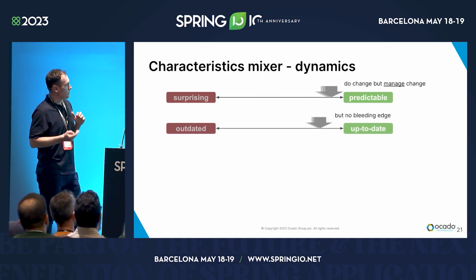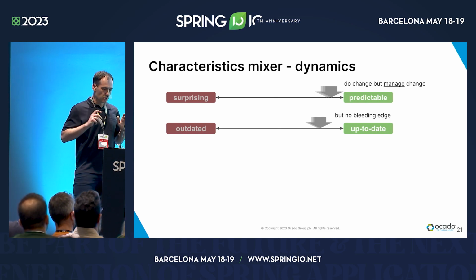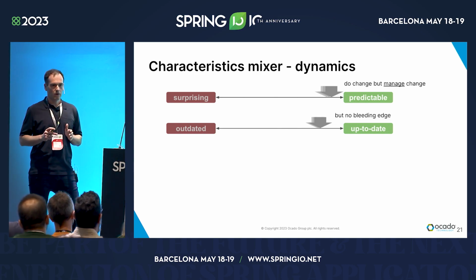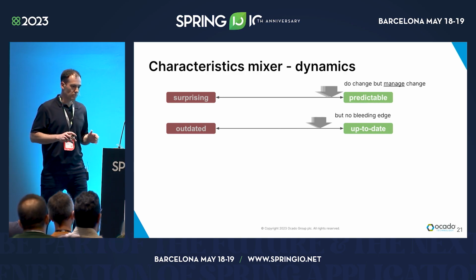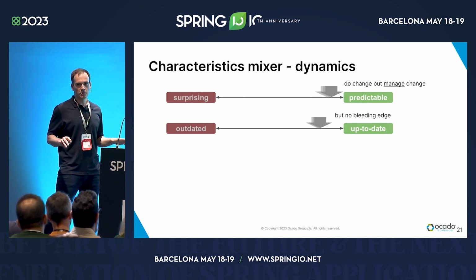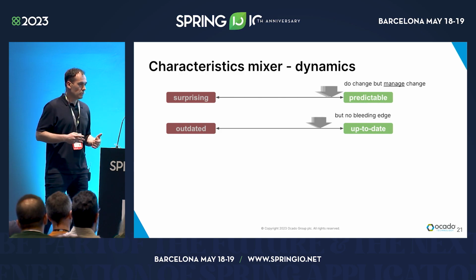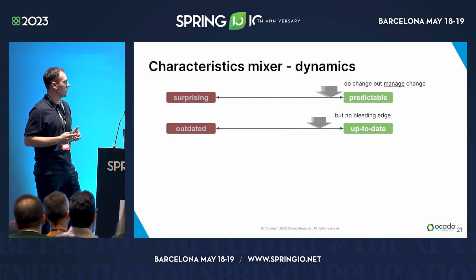We want them to be up-to-date, not bleeding edge. So we didn't go straight to Spring Boot 3 when it came out. We did some research. We made sure that the third-party libraries were actually updated. And then we gradually moved on. I'll tell you more about the release model later.